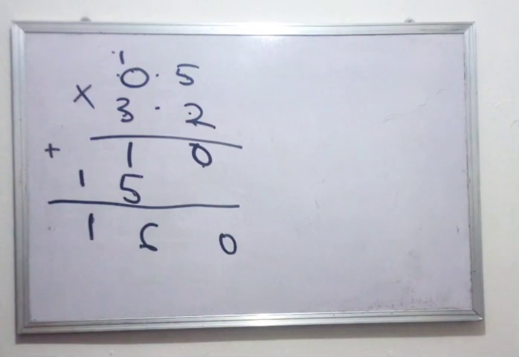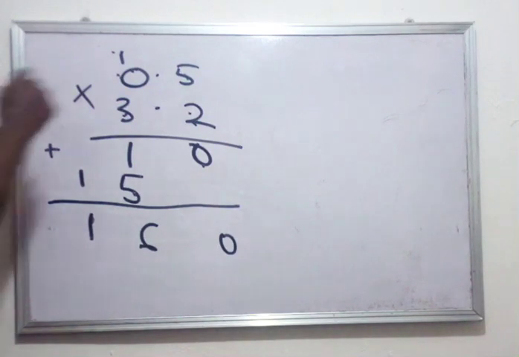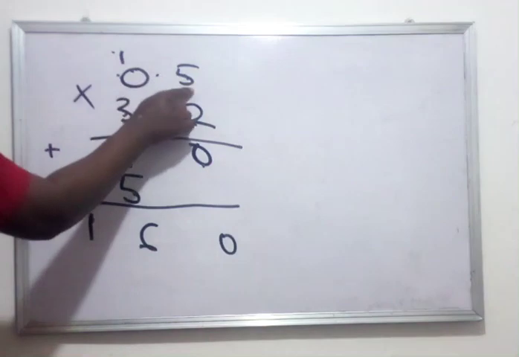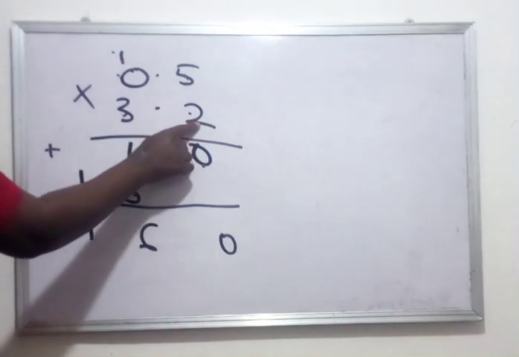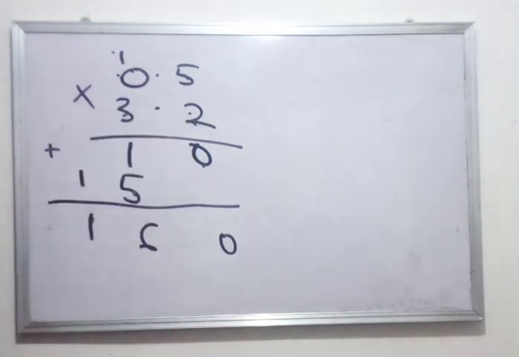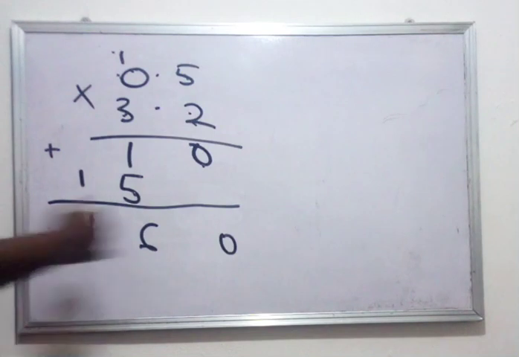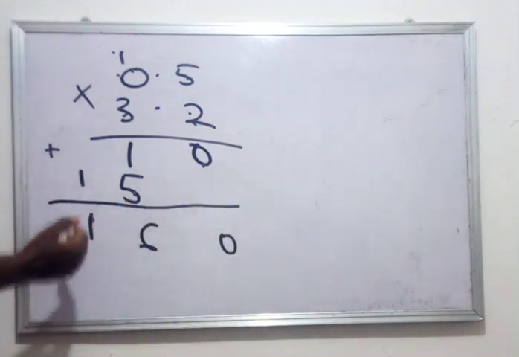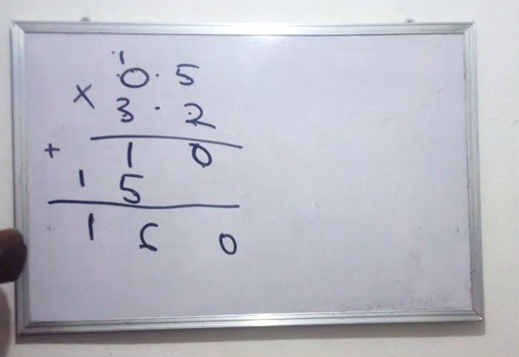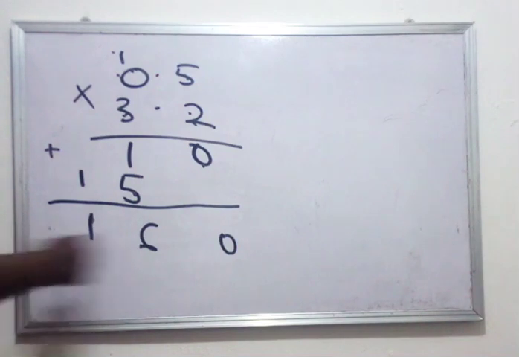So, how do we place the right point in the right place? We simply go back and check the question. This is 1 decimal place and this is 1 decimal place. Makes it 2 decimal places. So from right to left, we count 2 decimal places and place the point thereafter.